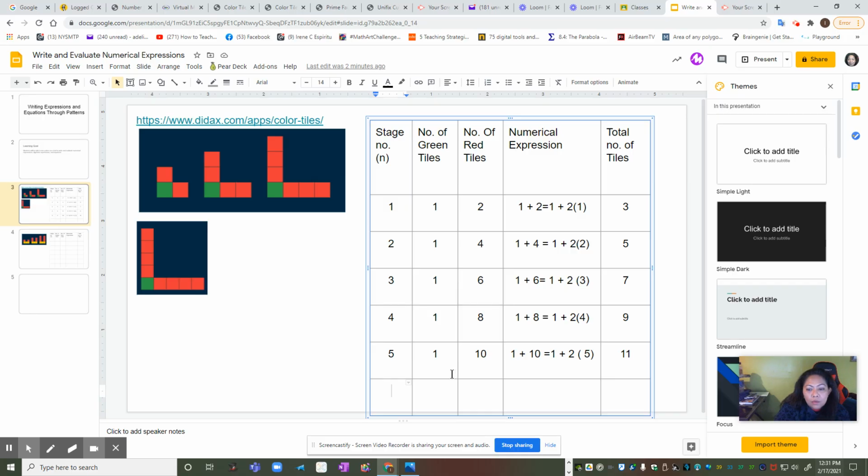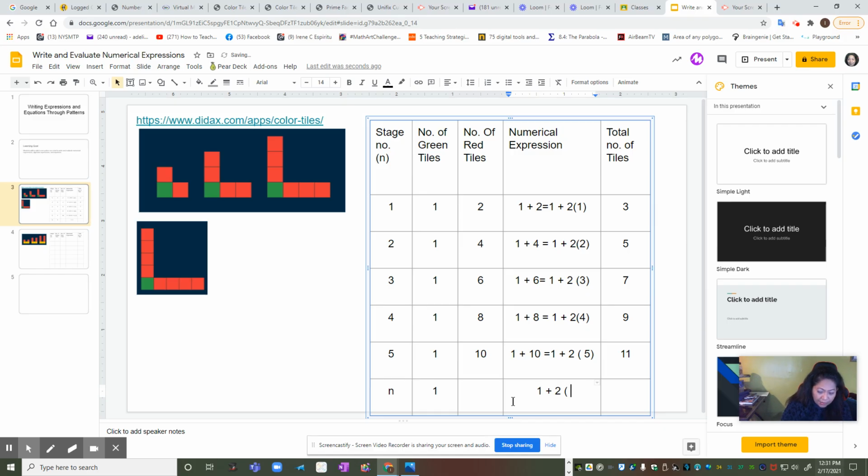So now, for any number, I will assume that there should always be a 1, but I do not know the number of red tiles. But based on the expression here, I will look at this expression here and relate the numbers that do not change are 1 and 2. So I'm going to write 1 plus 2.